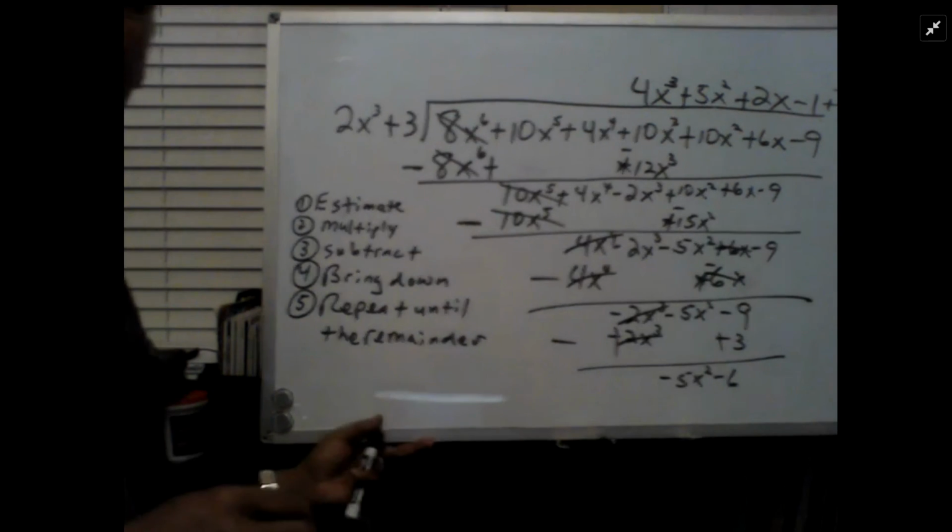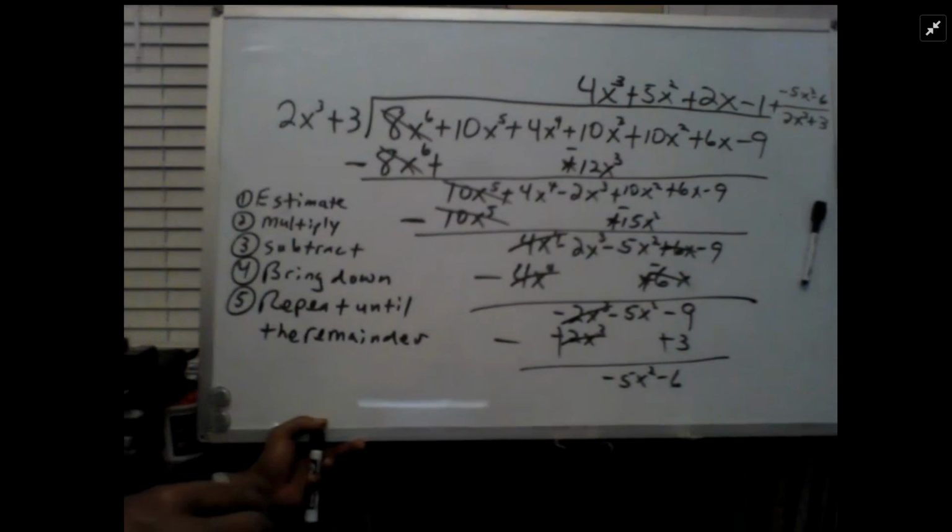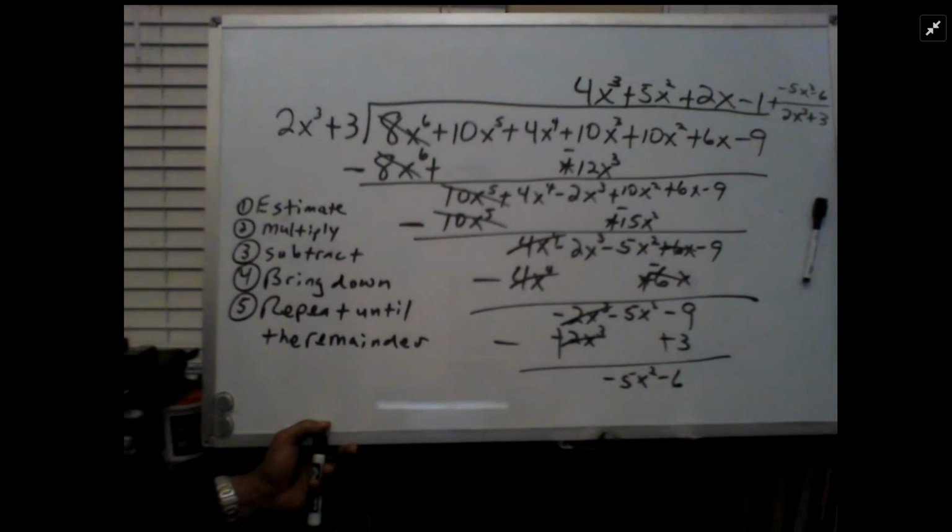Let me see. Make sure I got all that on here. And there it is. There's my minus 1. And there's my remainder, negative 5x squared minus 6 over 2x to the third plus 3, the original divisor.